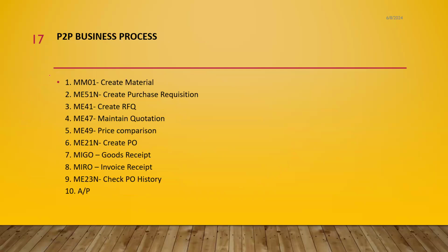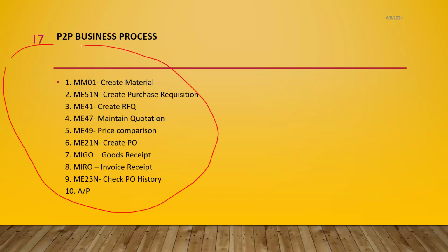Next, P2P business process. Okay, we have created a material, we have created a vendor. Based on the vendor, we created a purchase requisition. Based on the purchase requisition, this RFQ is nothing but request for quotation. We are just requesting quotation from the vendor. Once the vendor sends the quotation, we maintain the quotation here. Based on the quotations sent by the many vendors, we can do price comparison. Upon comparing the price, we do purchase order, goods receipt, invoice verification, and finally, accounts payable. It's an integration with FI.